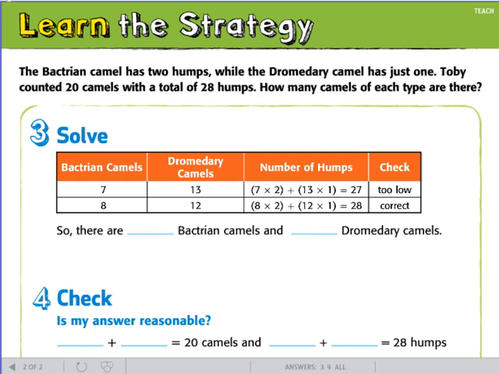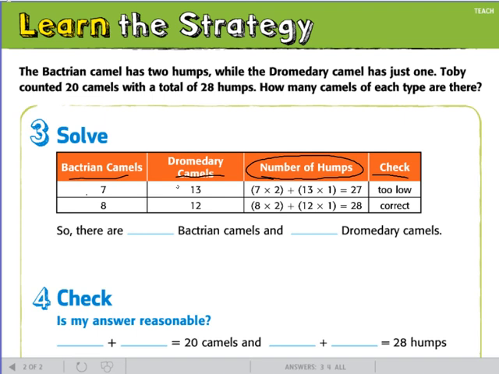So what they did here is they created a chart. Here's our two types of camels. This is how we're going to find out the number of humps, and then we're going to find out if the number of humps is right. They just picked two numbers that equal 20. Look at 7 and 13. 7 plus 13 equals 20.